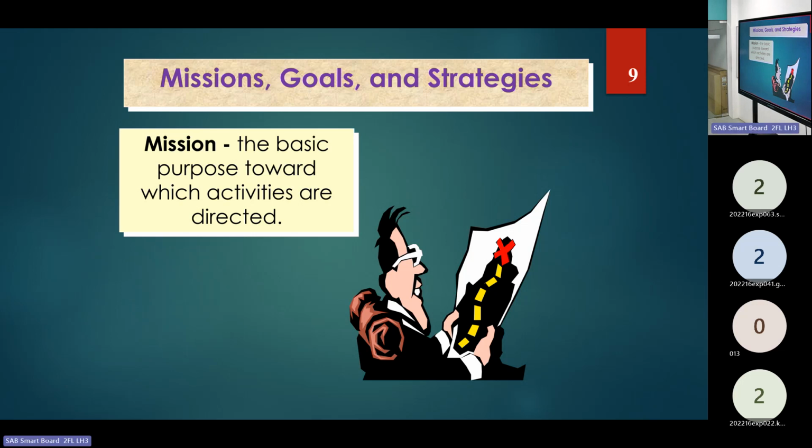So the organization having the mission, the purpose towards activities are directed. Goal කියන්නේ identifiable, measurable targets or objectives of an organization. So mission එක බෙදනවා පොඩි goals නැත්නම් objectives වලට අරමුණු වලට.